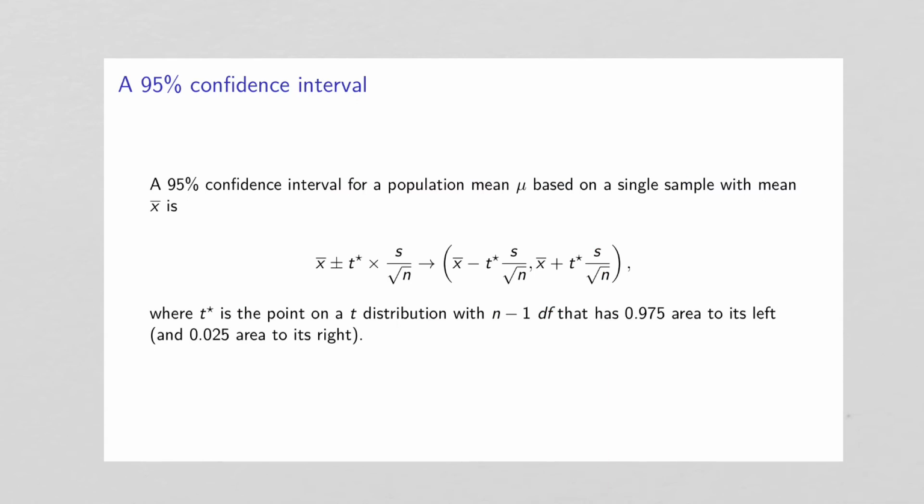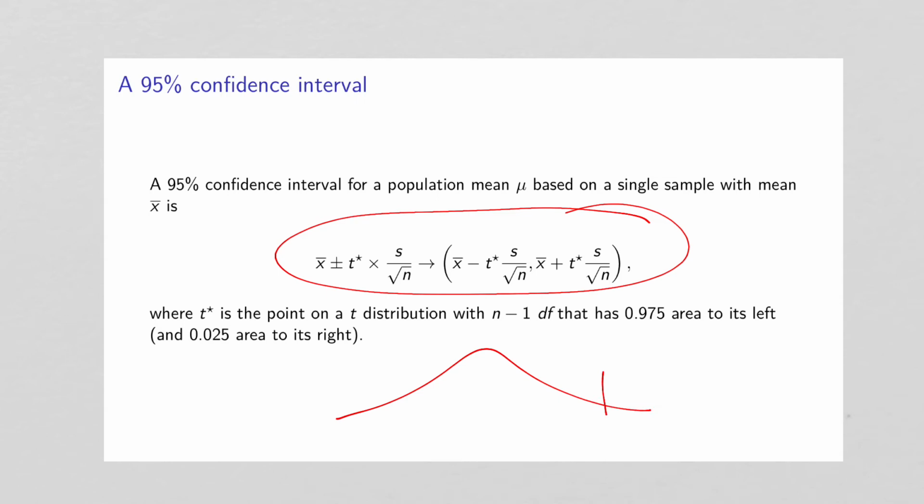A 95% confidence interval for the population mean mu is based on a single sample with mean x bar, and this is the formula for the 95% confidence interval. The t* is a point on a t-distribution with n minus 1 degrees of freedom that has 0.975 area to its left and 0.025 area to the right. So it's right here. This is your t value that you would plug in for the t star.